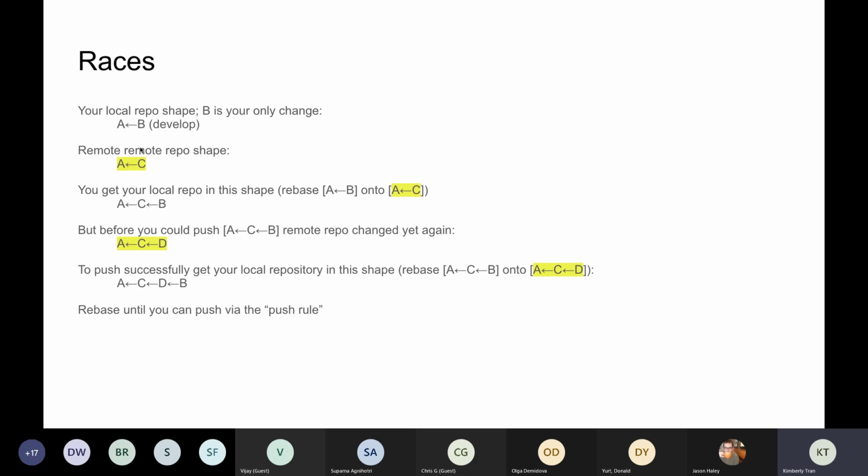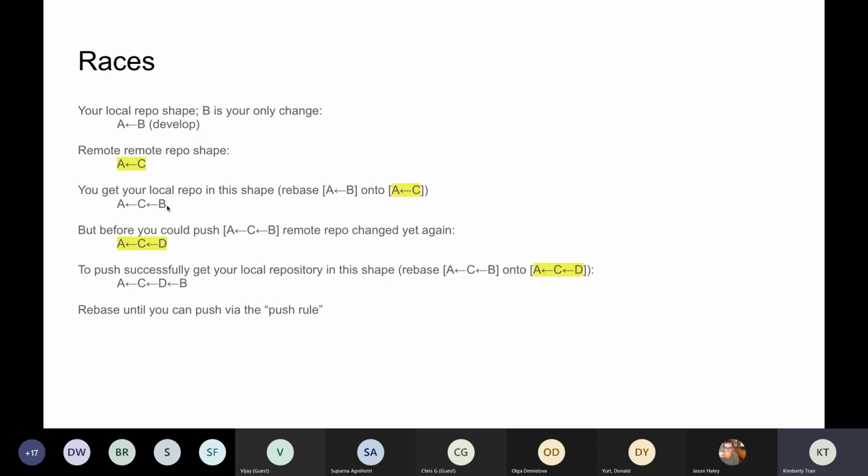Okay. So now to push your changes, you have to get your repo into this state, because B can reach C. So therefore, Git will allow this by the push rule. Git will allow this push. Right. So what you do is you rebase your changes AB onto AC, and what Git does in rebase is that it notices that you both started at A, so it'll take B, and it'll replay it onto AC, and it'll produce AC and B.